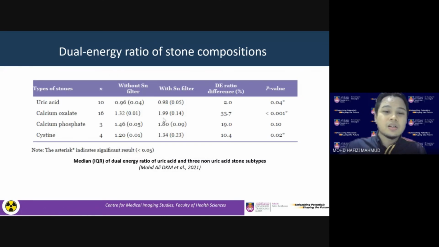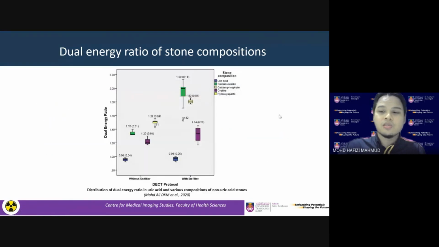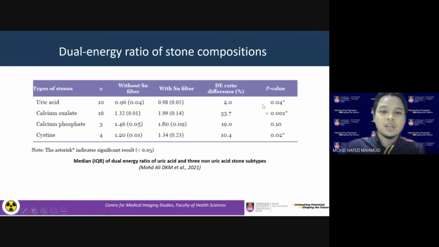Let's say we have 33 samples here, and of course from this you can see that calcium oxalate and also cysteine are significantly differentiated when we apply the thin filtration in our dual energy CT. Also, of course, the uric acid.